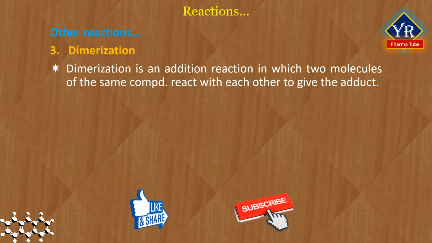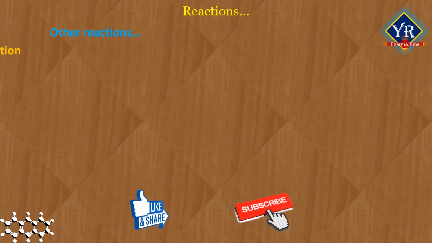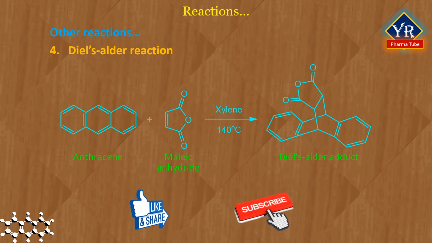Dimerization. Dimerization is an addition reaction in which two molecules of the same compound react with each other to give the adduct. Anthracene dimerizes by the action of UV light and xylene to produce dianthracene or para-anthracene. This reaction is also known as cycloaddition reaction. And the last reaction is Diels-Alder reaction.